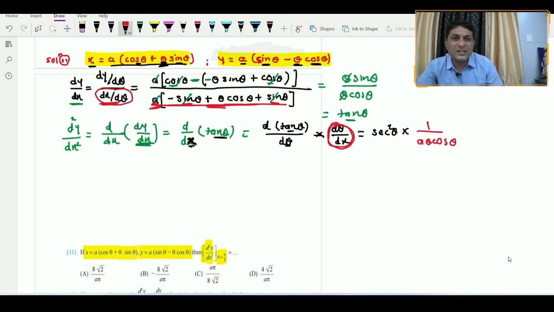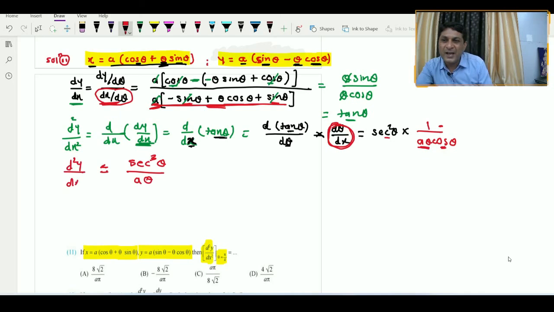So which is equals to, now try to understand here, cos in the numerator means after taking reciprocal of cos, here in the numerator we will get sec, and sec into sec square will become sec cube theta, and in the denominator the remaining term is a theta. But we have to find out this second order derivative at theta is equal to how much? Pi by 4. Observe the example, pi by 4 means 45.